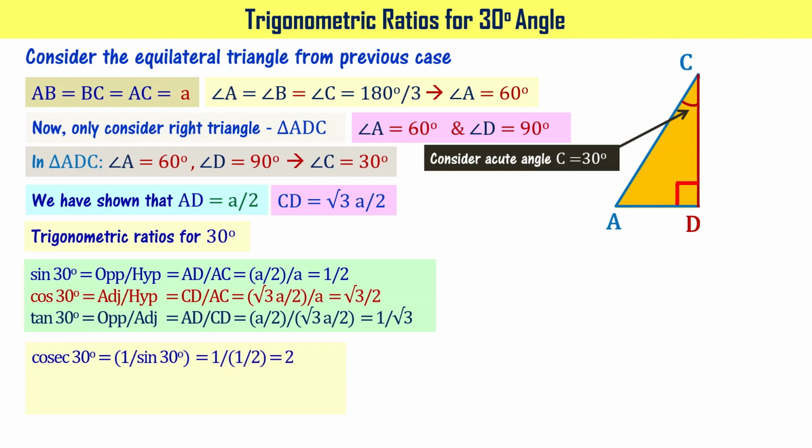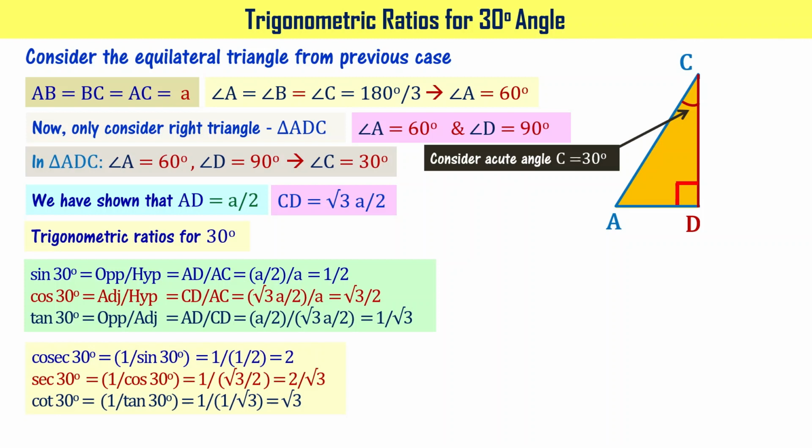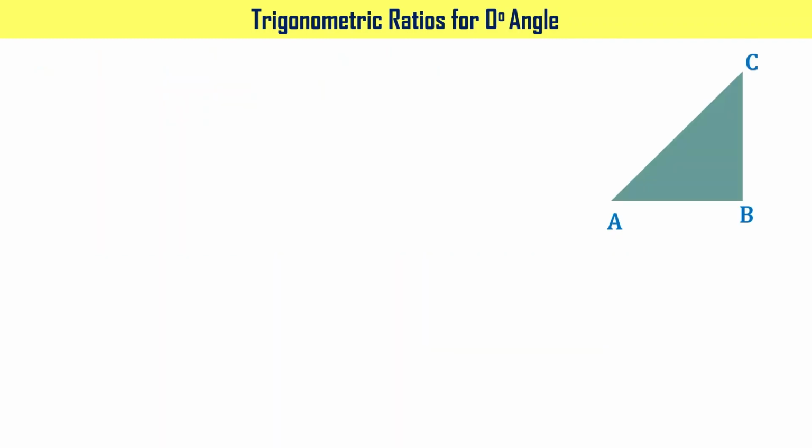Cosec 30 is 1 by sin 30, that is equal to 2. And sec 30 is 1 by cos 30, that is equal to 2 by root 3. And cot 30 equal to 1 by tan 30, that is equal to root 3. Please take a note of these values. Let's learn about trigonometric ratios for 0 degrees now.